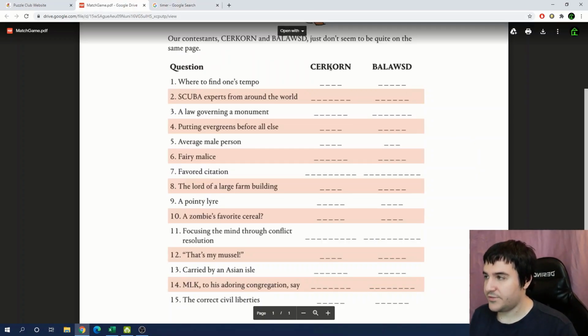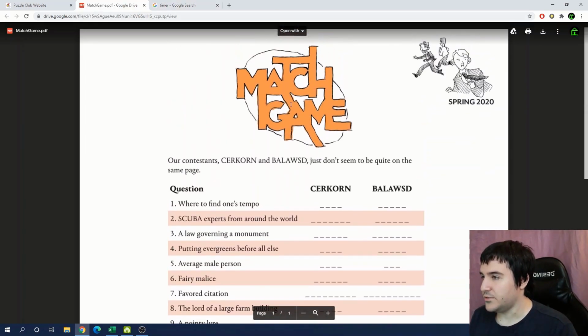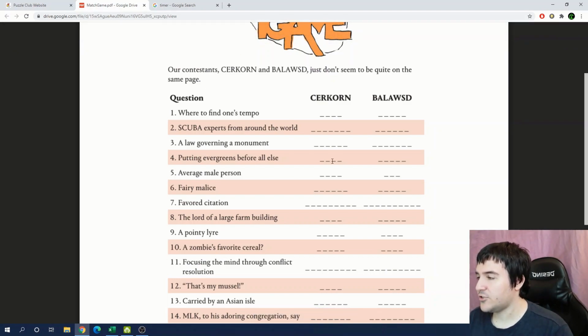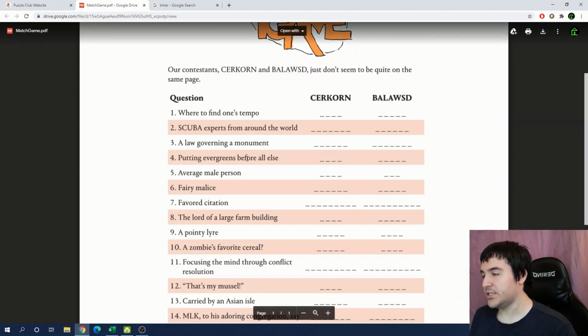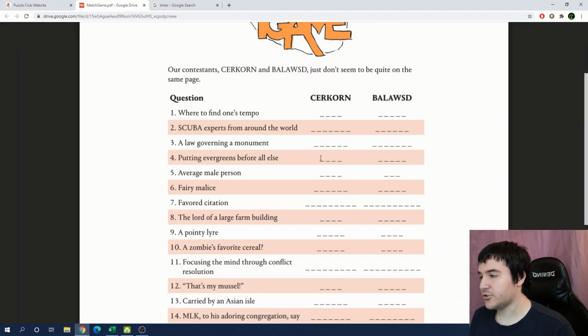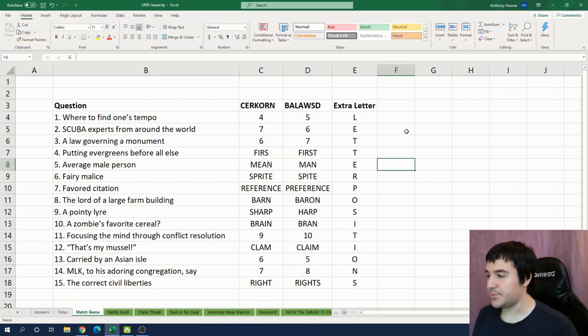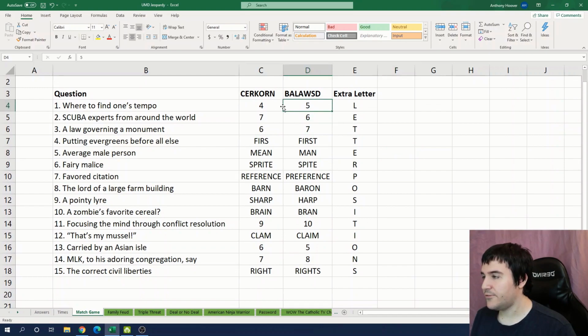So at the end of the last video, I was working on this puzzle, Match Game. I had discovered that each of these descriptions was referencing 2 words that were off by just a letter, so putting evergreens before all else. Evergreens are firs, F-I-R-S, and putting them before all else is first, so F-I-R-S-T. I have all of my solutions up until this point in my Excel spreadsheet, and I'm still missing a few that I can work on.